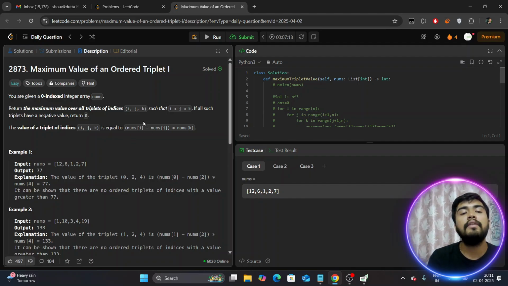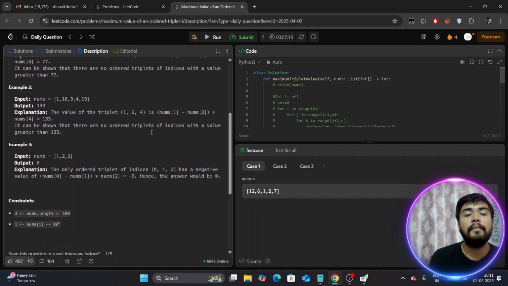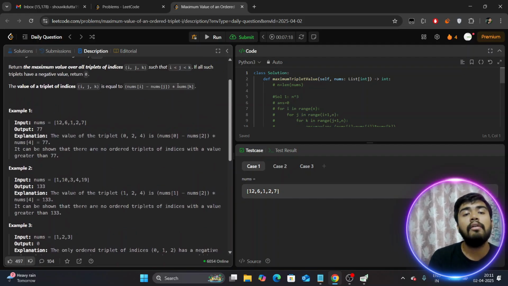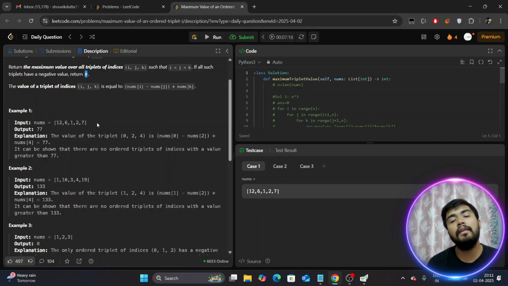So let's suppose your nums of i is smaller than your nums of j. Then in that case this subtraction is going to give you a negative value, and all the elements in our nums array are positive. So nums of k is in all cases positive, and this subtraction factor can be negative. So if all the triplets are going to give you negative values, then in that case they have asked to return 0. In all such cases you are not going to get any positive value.